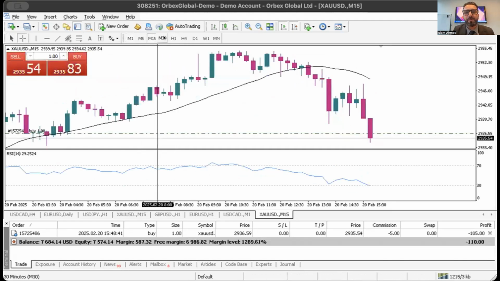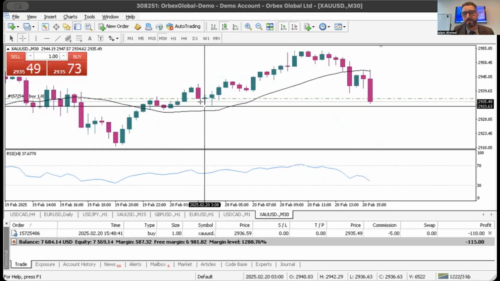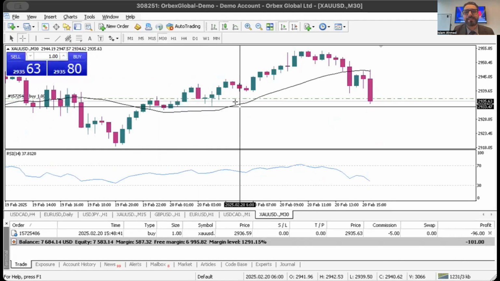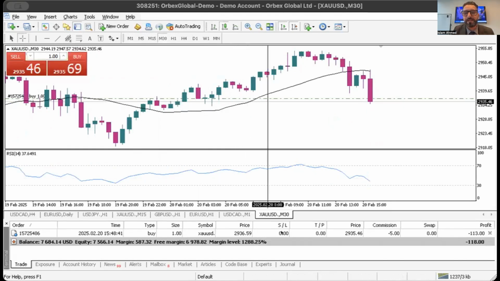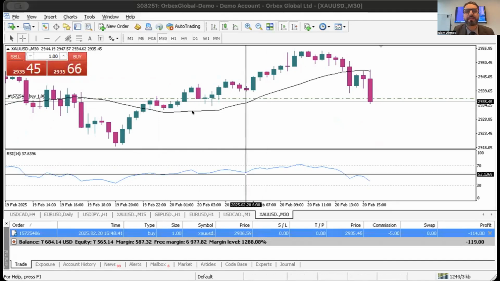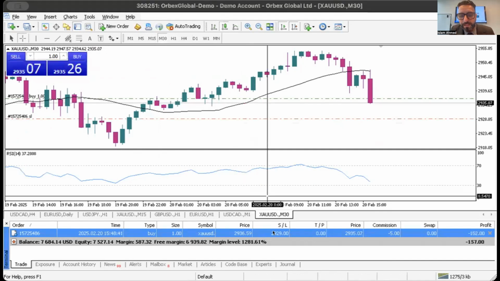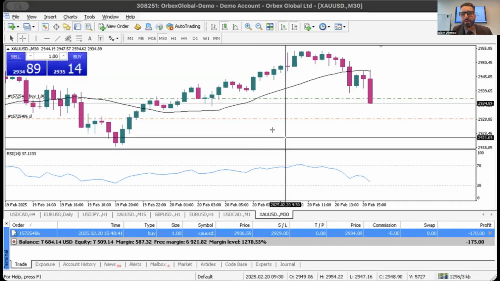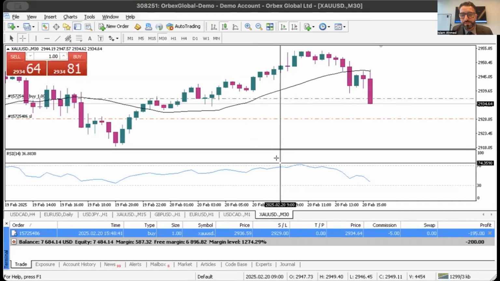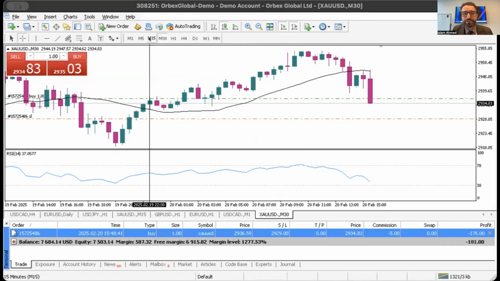Or maybe the last thing we can say about this trade is that this is the low of the day, so I can buy here. I put my stop loss at 29. You can see here how I did my stop loss. I bought at 2,936.59, and my stop loss is 2,929. So I have to put a stop loss in every trade.